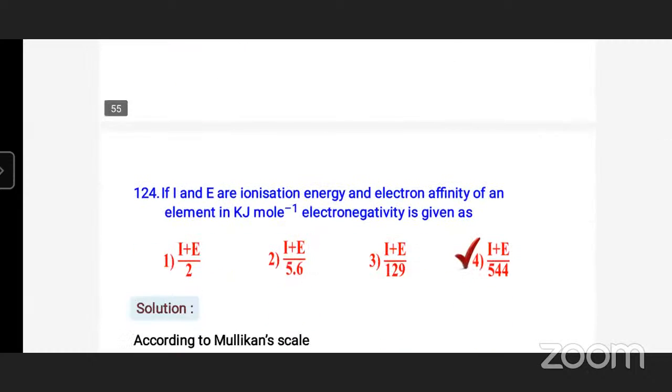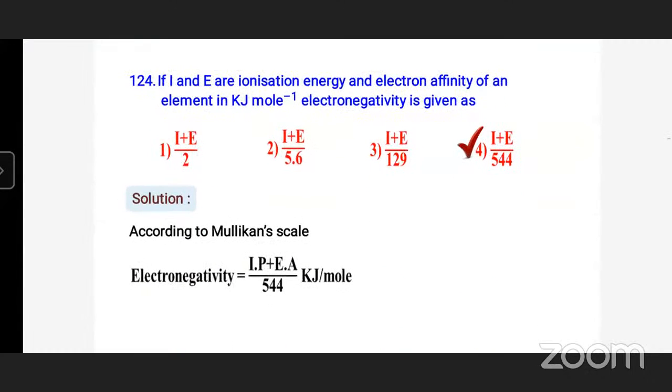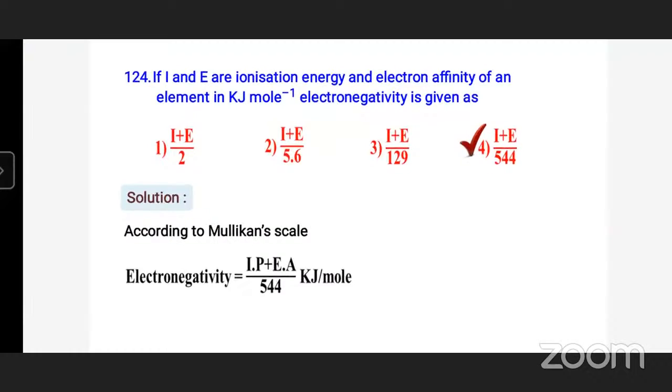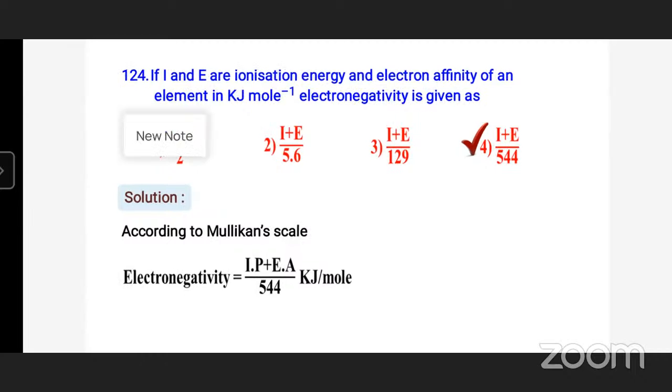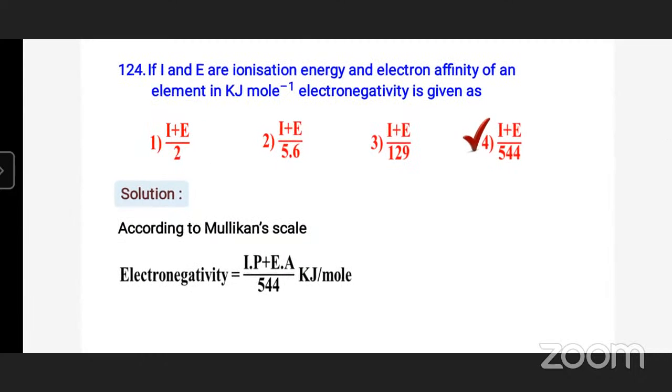Okay student, last question in this session. If I and E are the ionization energy and electron affinity of an element in kilojoule per mole, electronegativity is given as, according to the Mulliken scale, electronegativity equal to IP plus EA by 544 kilojoule per mole. So the fourth one is the right option, IP plus EA by 544.